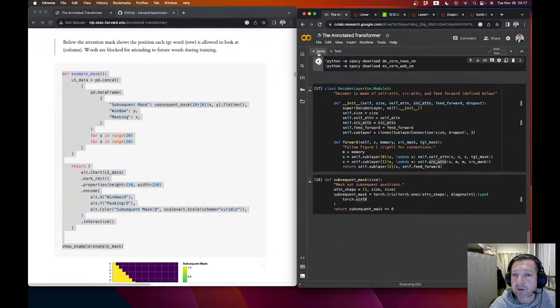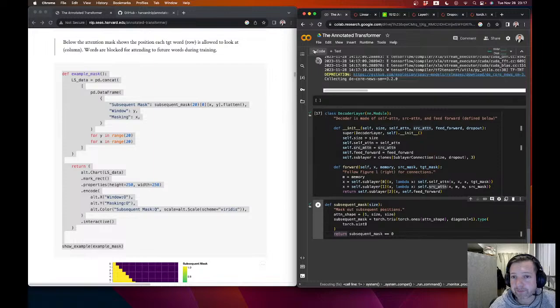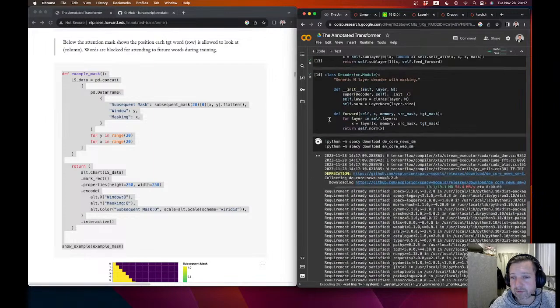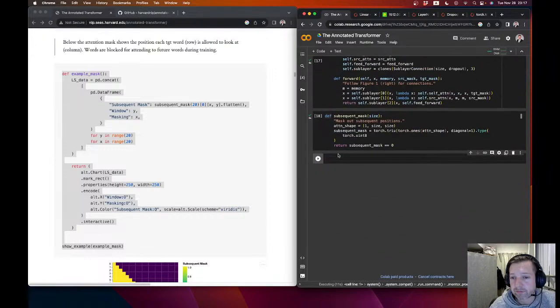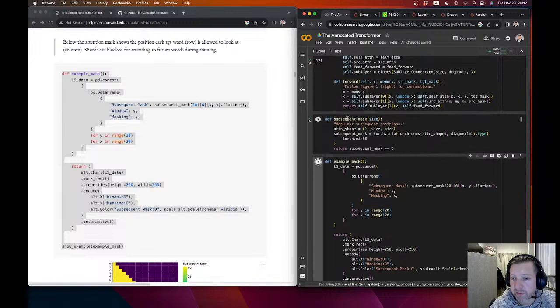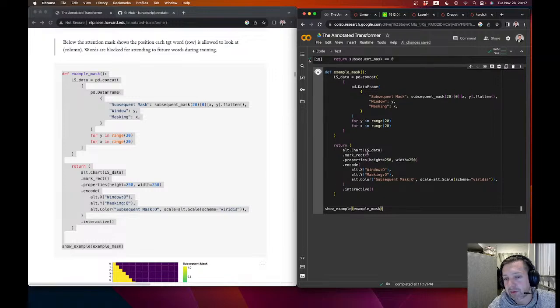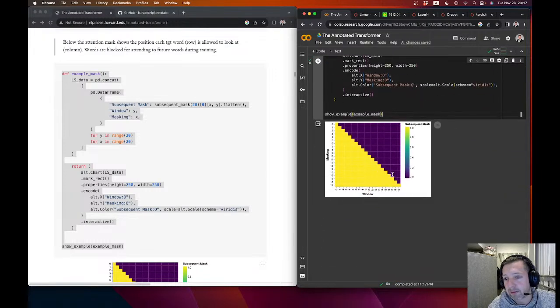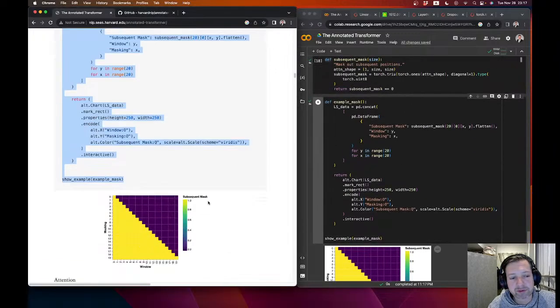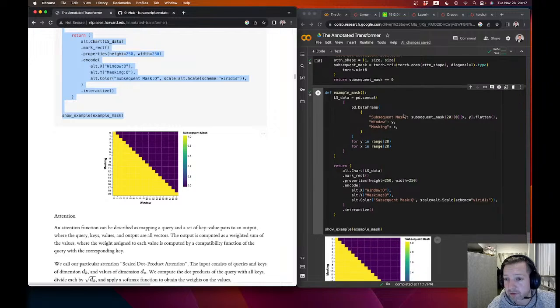Oops, this we don't need to execute again. Well, sorry for that. See if this works. I think this will be the first bit of code that actually does something other than just defining stuff and importing stuff from PyTorch. Again, this is just a picture of an upper triangular matrix mask.